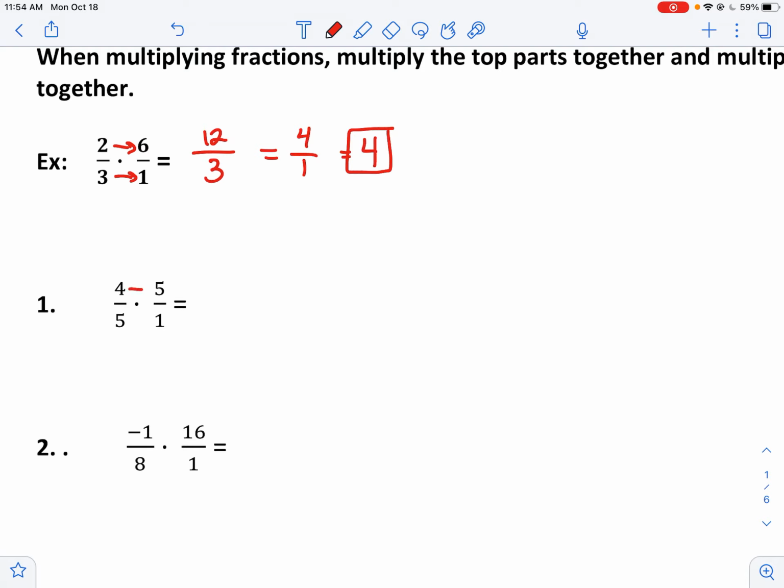Let's try another example. Multiply just across the top. 4 times 5 is 20. 5 times 1 is 5. And I could simplify this. 5 goes into both of those. 20 divided by 5 is 4. 5 divided by 5 is 1, which is, again, just 4.